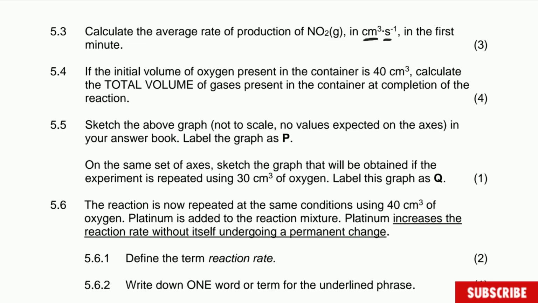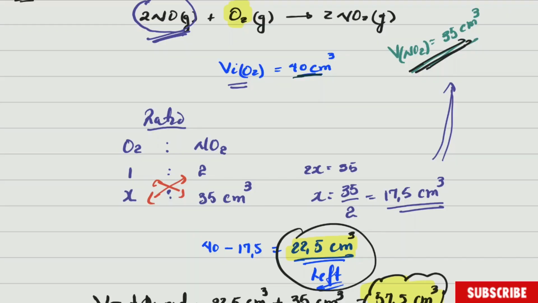Sketch the above graph, not at scale, to value except on the axis. In your answer book, label the graph P. On the same set of axes, sketch the graph that will be obtained if the experiment is repeated using 30 centimeter cubics of oxygen. Label the graph as Q. And now I want you to notice something. Initially, they used 40 centimeter cubic. However, they only needed 17. This is what it was needed. You needed 17. They add 40.